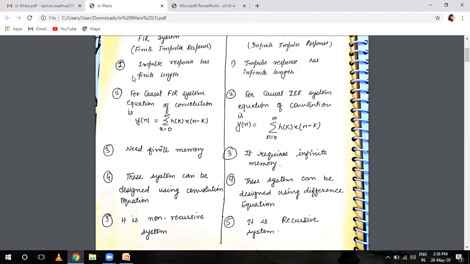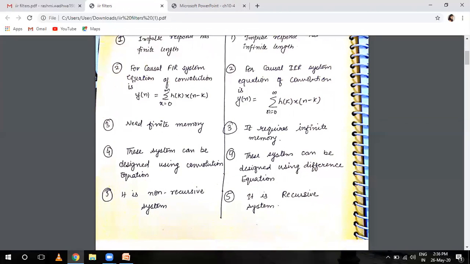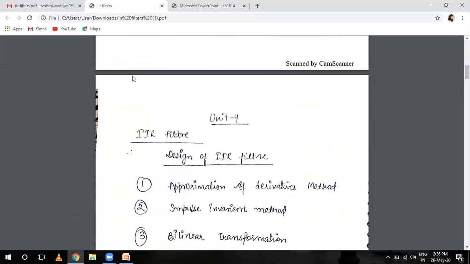An FIR system needs finite memory, while an IIR system requires infinite memory. An FIR system can be designed using the convolution equation, and an IIR system can be designed using the difference equation. FIR is a non-recursive system and IIR is a recursive system. This is the difference between FIR filter and IIR filter.